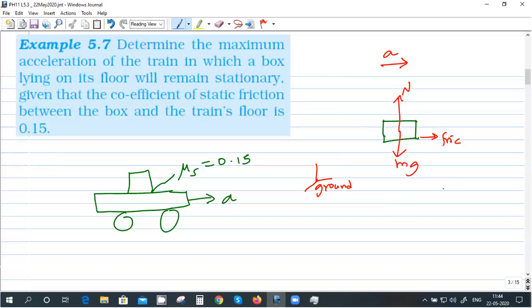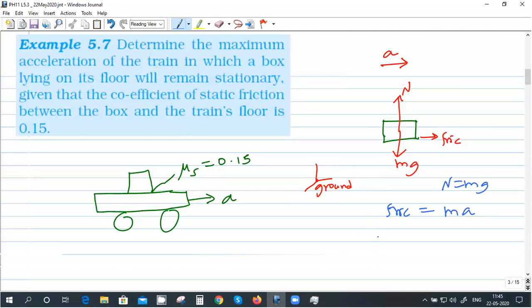The y direction will give N equal to mg, right? What is the x direction equation? This is the vertical equation, N equal to mg. What is the horizontal direction equation? What is the net force? There is only one force in the horizontal direction, that is friction. That's equal to mass into acceleration. This is Newton's second law.